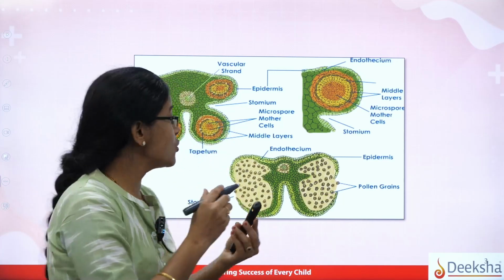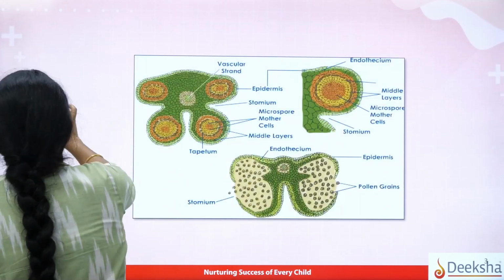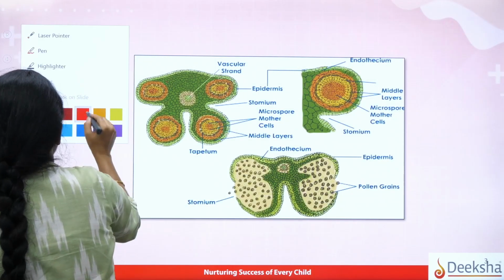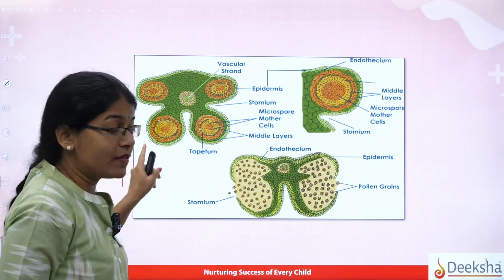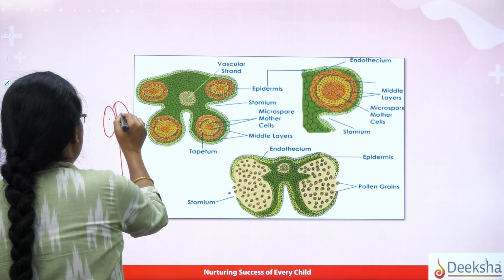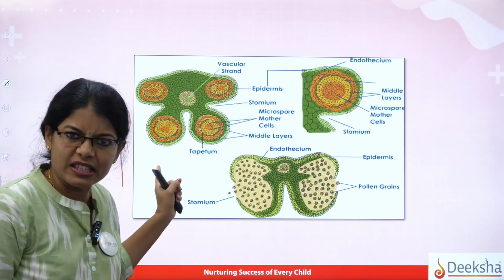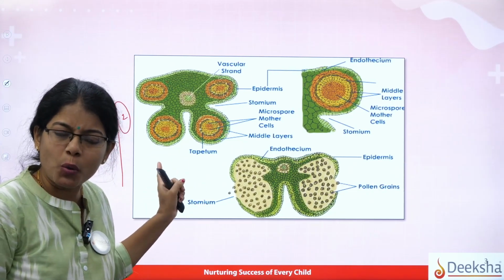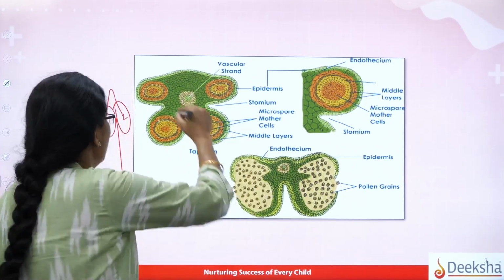Now, let us talk about this anther. Imagine this is one anther and we represent it like this. So, here we go with the anther representation. Imagine this is one anther and this is the filament, right? Now, we say there are two anther lobes. So, that is what? A bilobed structure. So, the anther shown here is a bilobed structure having two lobes, right?